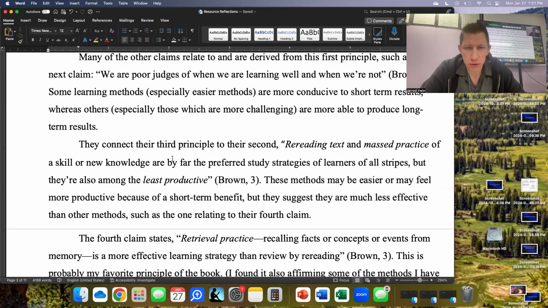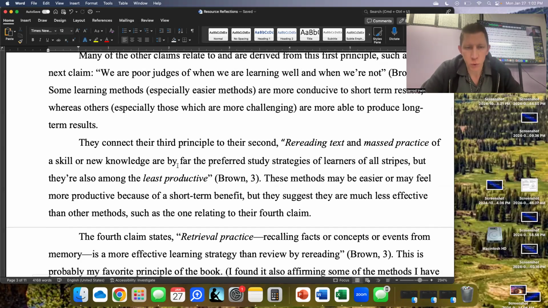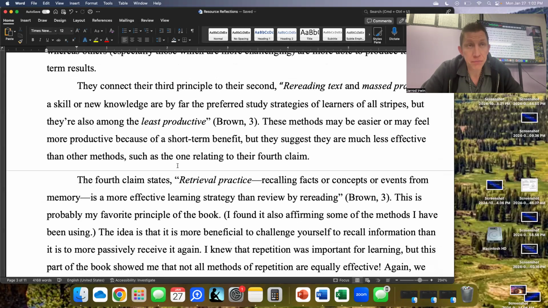Third principle: rereading text and mass practice of a skill or new knowledge are by far the preferred strategies of learners of all stripes, but they're also among the least productive. It's kind of a wordy way to put it.